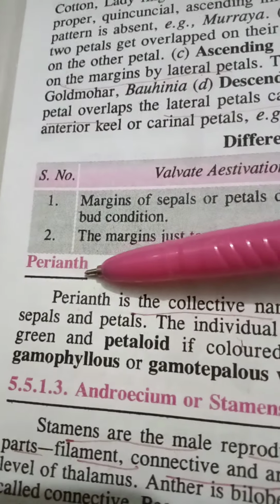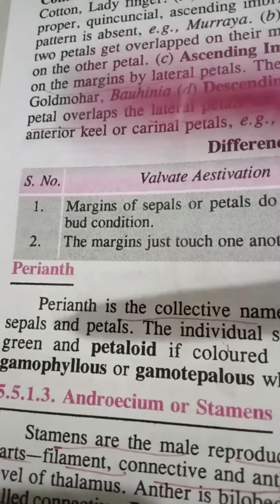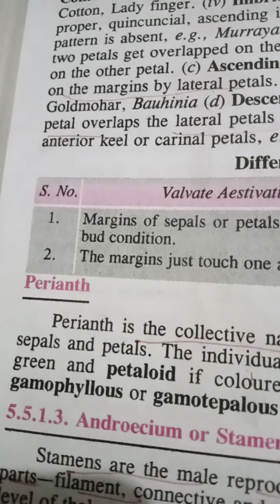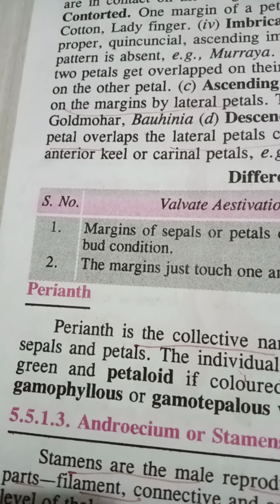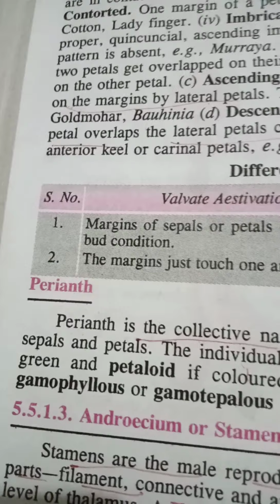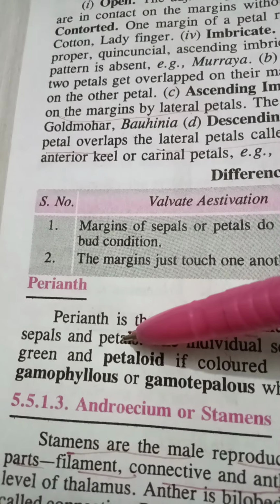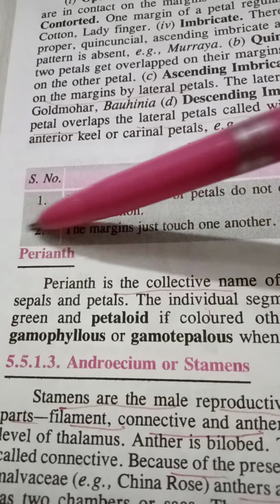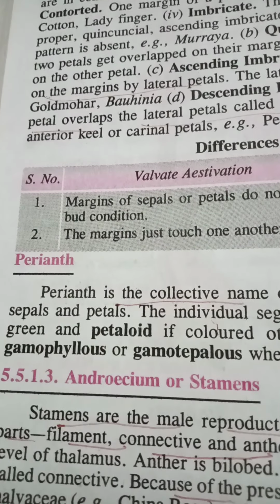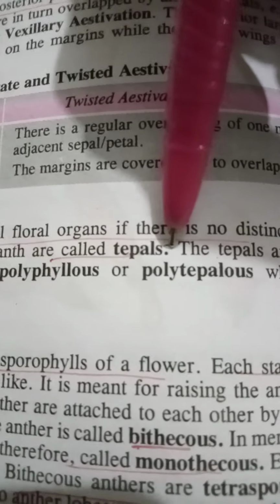Now, while studying the calyx and corolla, another term we come across is the perianth. Perianth means the collective name of the non-essential floral organs. That means when we cannot distinguish between the sepals and petals, which is sepal and which is petal, then that particular flower condition is known as the perianth. Their individual units are known as tepals. If the tepals are free, polytepalous. If they are fused, then it is known as gamotepalous.